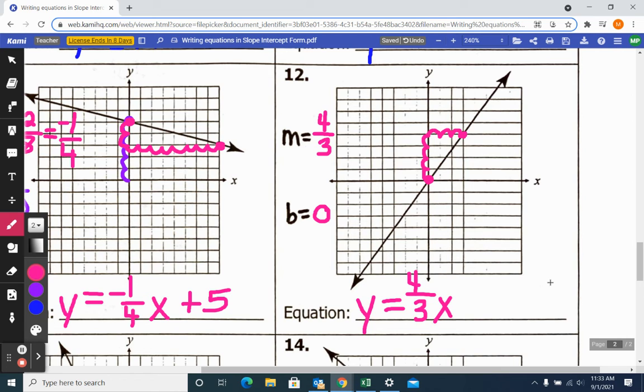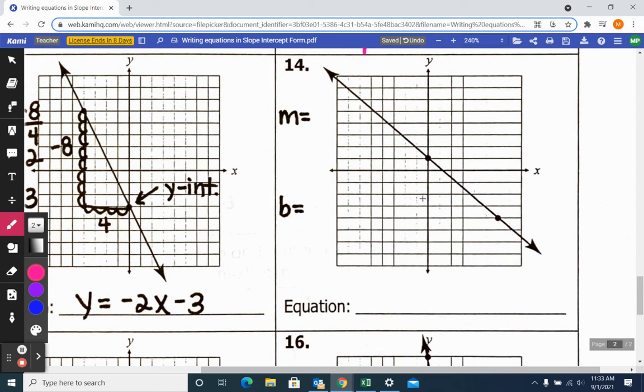Okay, do me a favor real quick. Give me a thumbs up if you have it, a thumb sideways if you kind of got it, and thumbs down if you absolutely don't get it. Okay, good. Okay, let's do just a few more. I'm going to do one more, and then I'm going to let you attempt 15 and 16, and then we're going to check it.